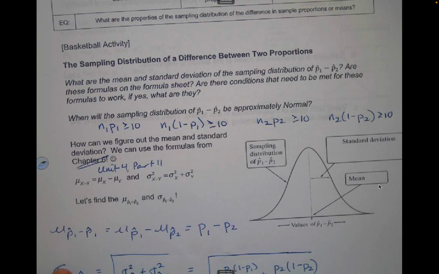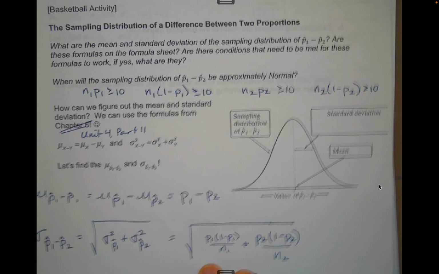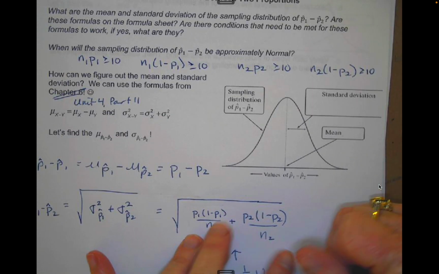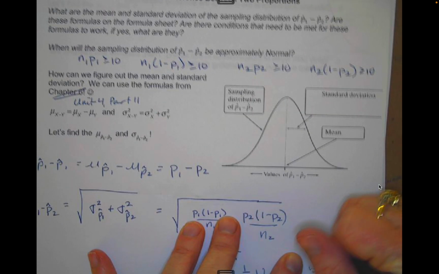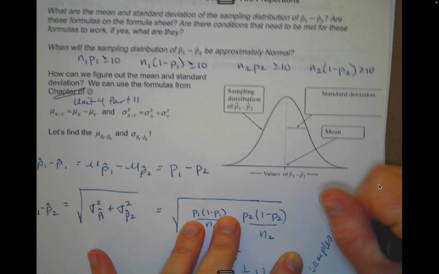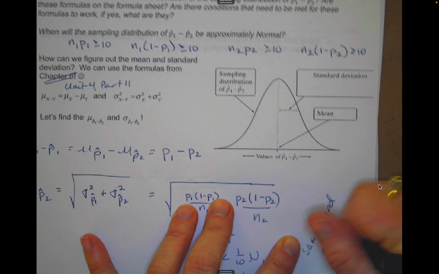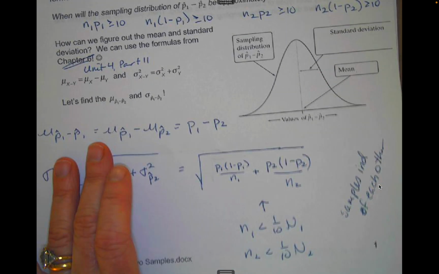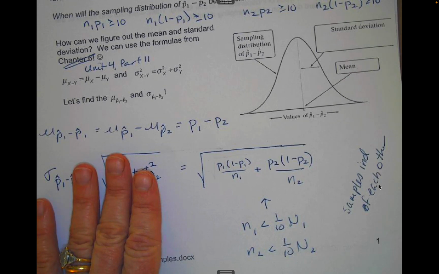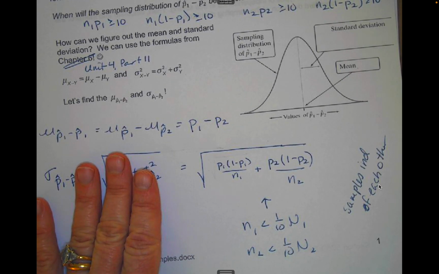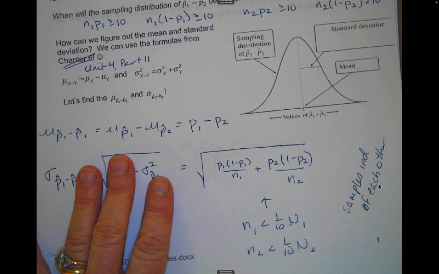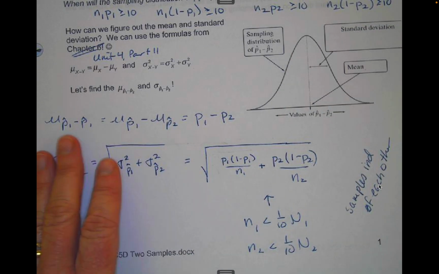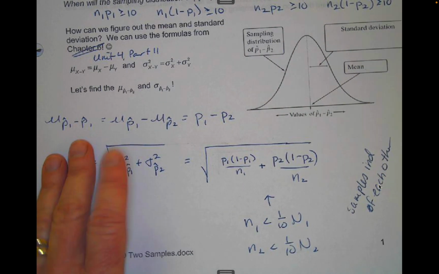The other thing that needs to be true here is that the samples need to be independent of each other. We don't want one to be influencing the other one. We didn't talk about it for the proportion, but if they were in a scenario for a mean where one was influencing the other, you'd be in a matched pair scenario, not a two sample scenario.